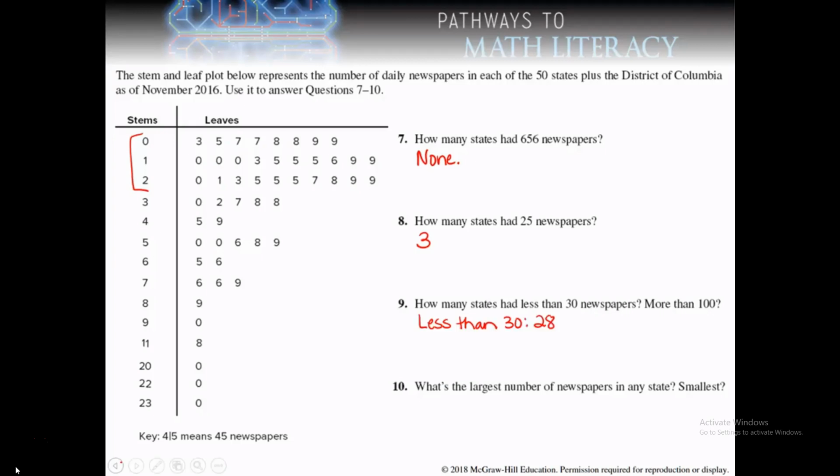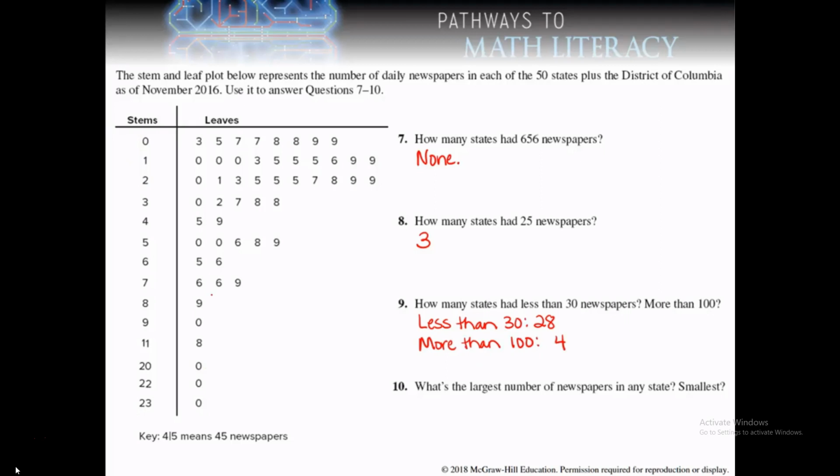So we'll count all of those leaves to see how many there were, and there are 28 of them. Now we want to look at how many states had more than 100. Well, there's a 90, and then the next one up is 118, so it would be that and everything larger. Looks like there were only 4. Remember, those zeros don't mean that there weren't any. That means that number has a 0 in the ones place.